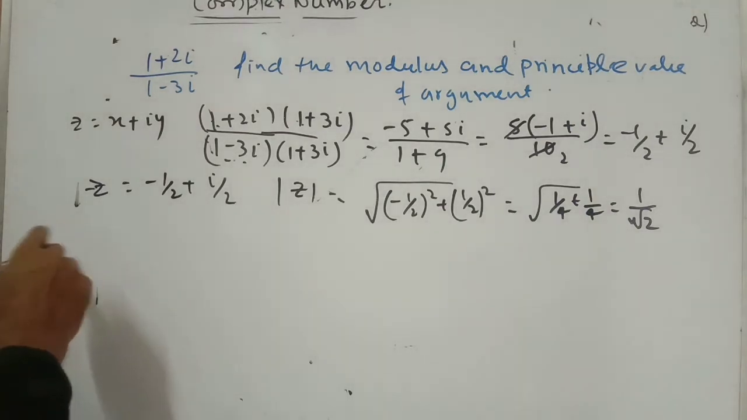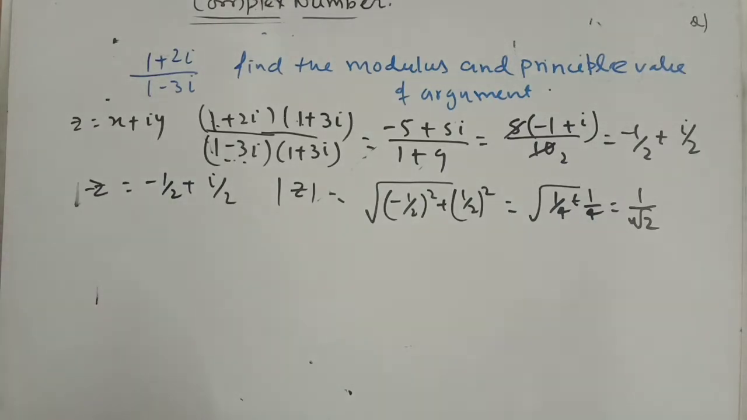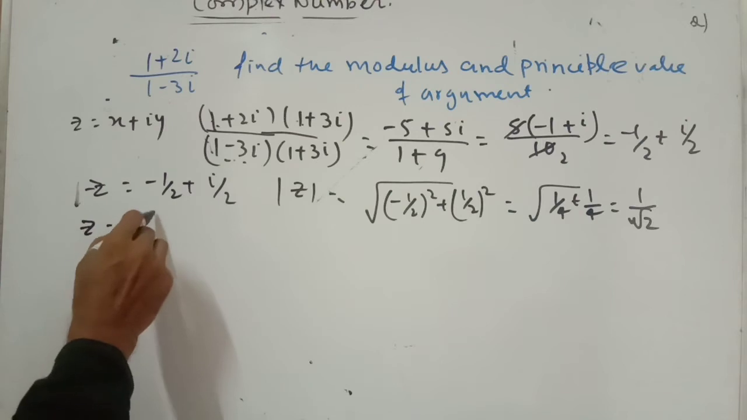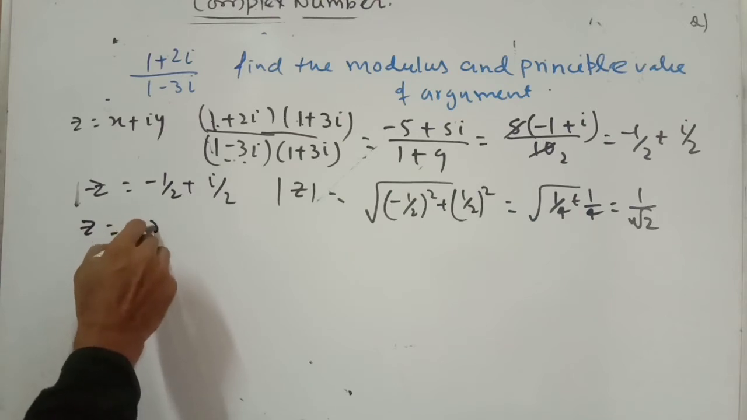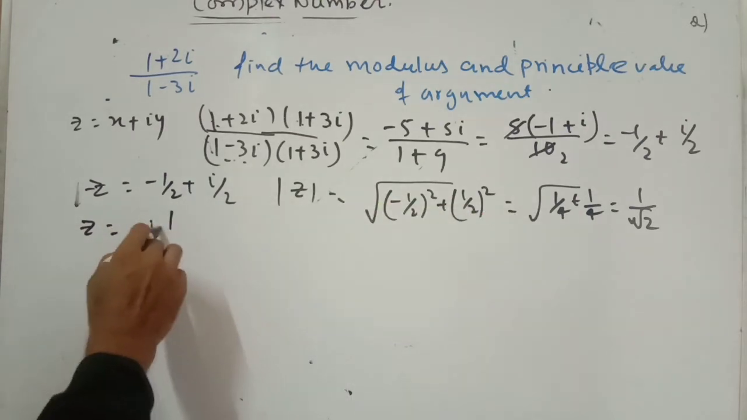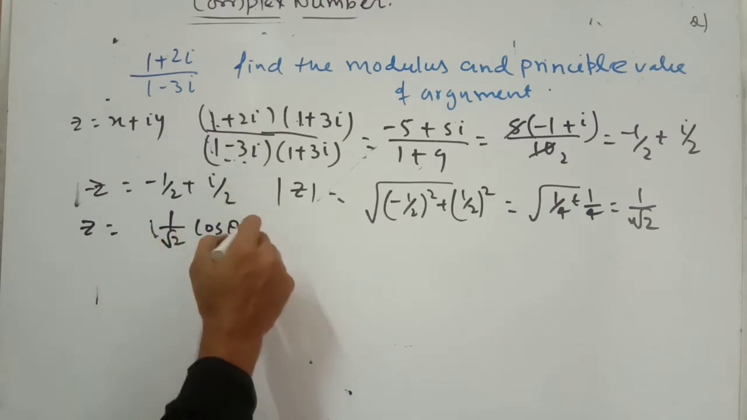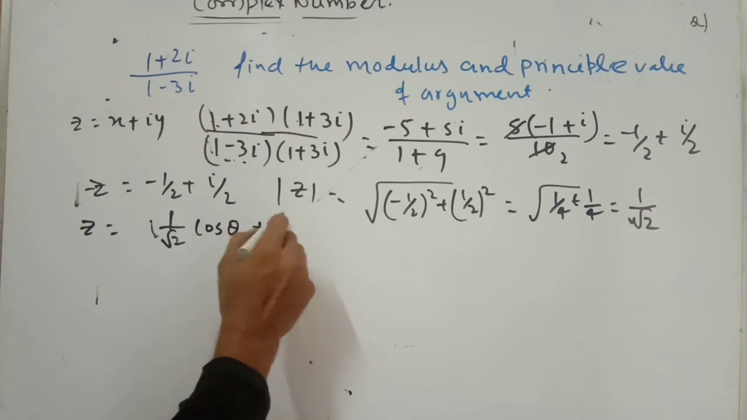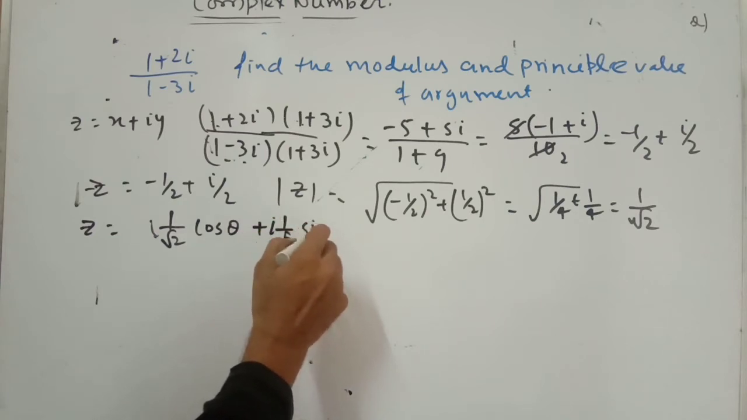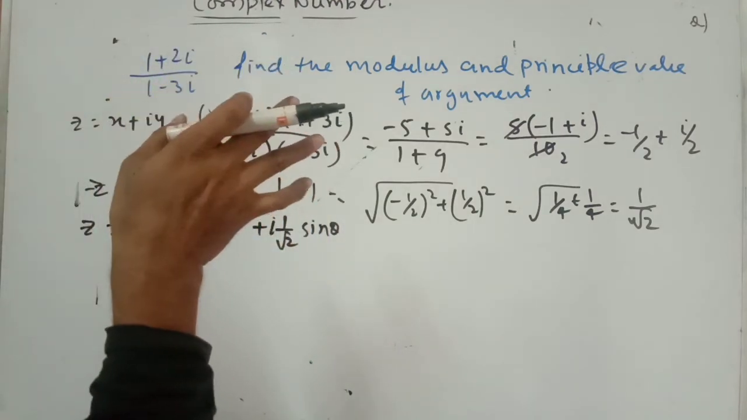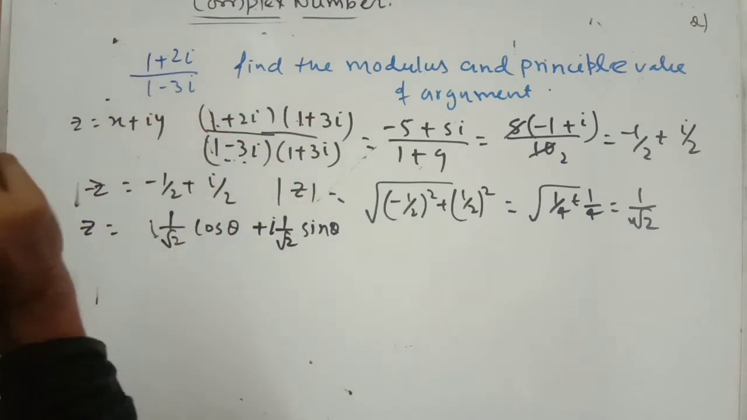Okay, so now write it in polar form. So what do you write in polar form? You can write r cos theta plus i r sin theta, so here r is 1 by root 2. So it's all about polar form. Is it clear?